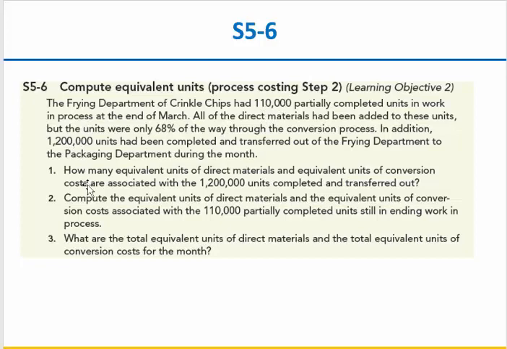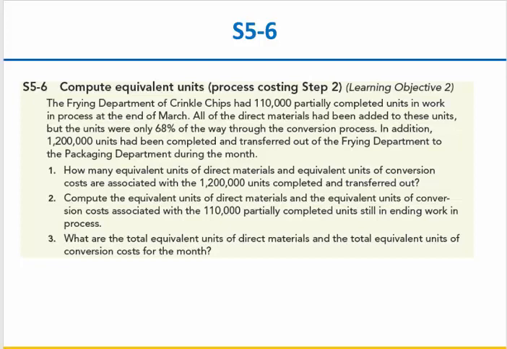Anyway, now there are three questions. How many equivalent units of direct materials and equivalent units of conversion costs are associated with the 1,200,000 units completed and transferred out? Compute the equivalent units of direct materials and the equivalent units of conversion costs associated with the 110,000 partially completed units still in ending work in process. What are the total equivalent units of direct materials and the total equivalent units of conversion cost for the month?